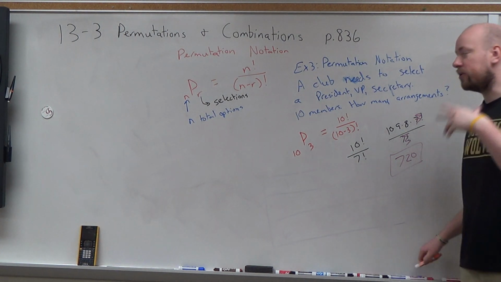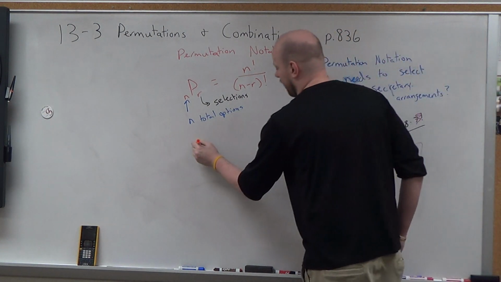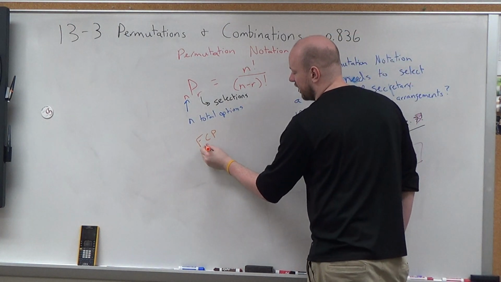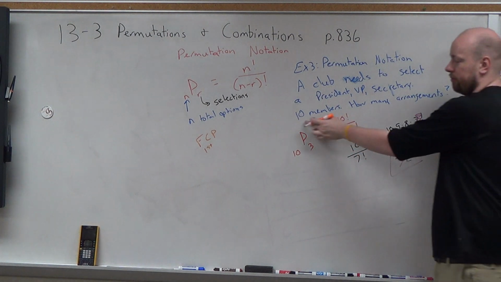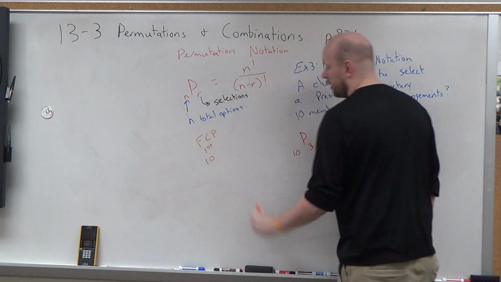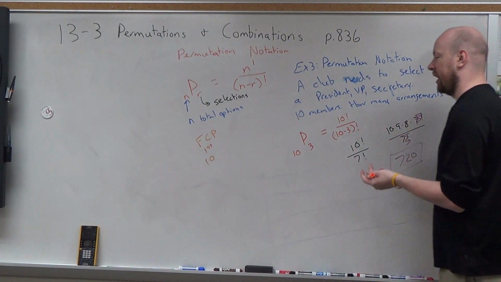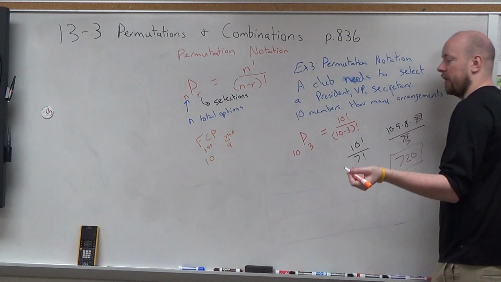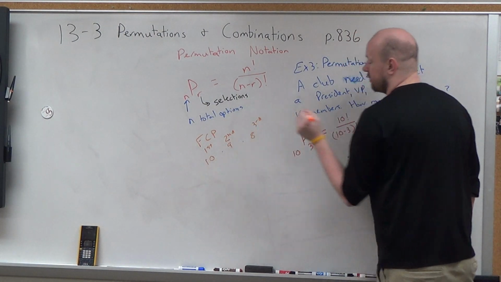And we could use the same fundamental counting principle from before. The fundamental counting principle said, how many different people could I choose for that first selection? I could choose 10. Well, after I've chosen somebody to be a president, how many people can I choose for that second position? I could choose 9. And then how many people can I choose for that third position? It would just be 8. And I would just multiply that.